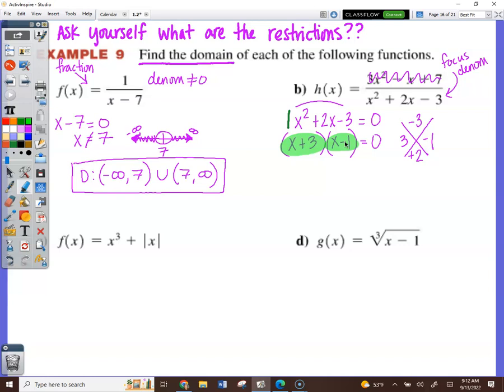So you have to figure out what are the x values that would make it 0, which is why you pull them apart and you set them equal to 0 on their own, and then solve those. But remember, domain. So what we just found was off limits, right?